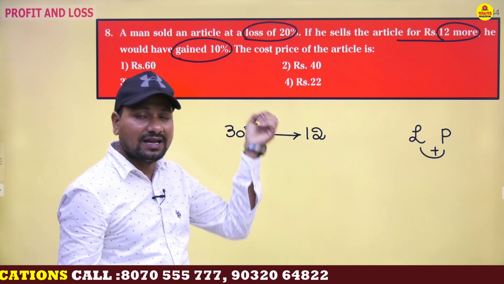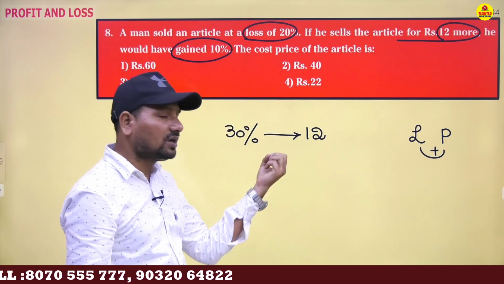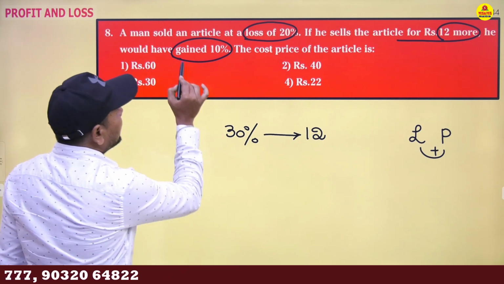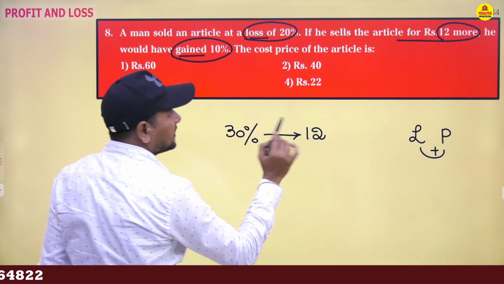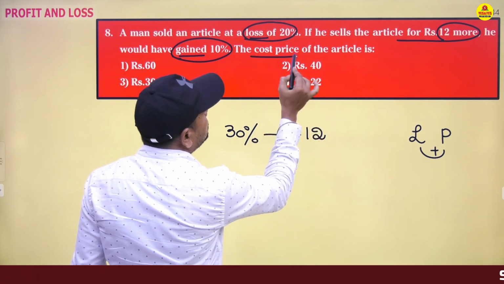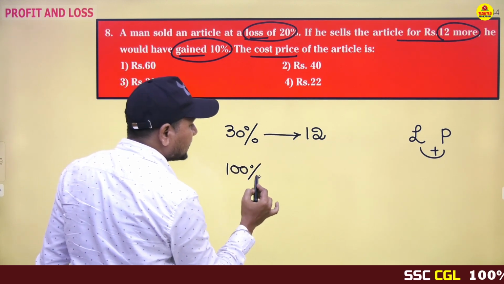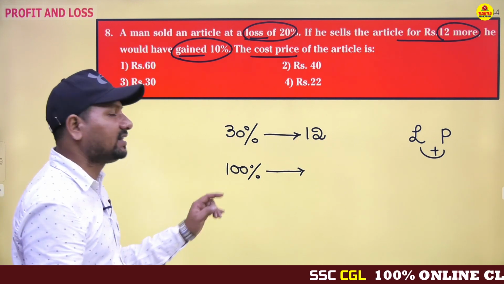This type of question we already did in the previous questions. Already 7 questions completed, na. Out of the 7 questions, 1 question is the same type. So that's why, when there is a gain and loss, both should be added. 30% is equal to 12 rupees. Then they are asking for cost price. Cost price should always be equal to 100%. Original actual price, always you can assume as 100%.